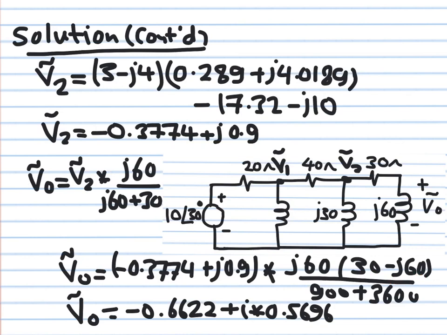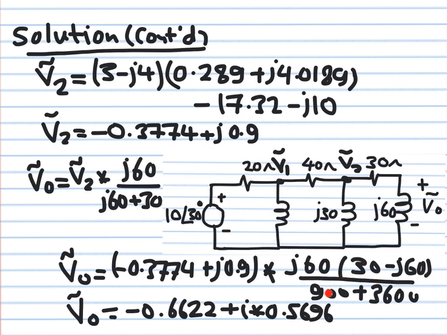Please don't make the mistake here with the conjugate. You have to write the denominator in the form of real plus J imaginary. So this is 30 plus J60. Then the conjugate is 30 minus J60. I've seen this mistake already a couple of times this term. Okay, so I multiply by the conjugate.